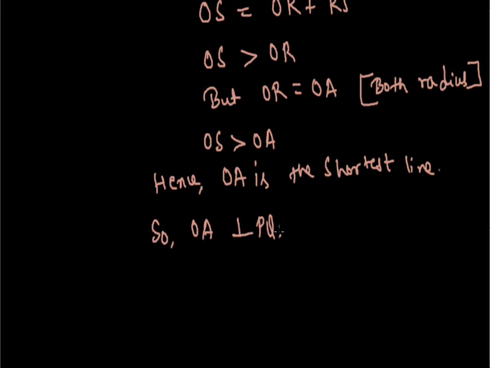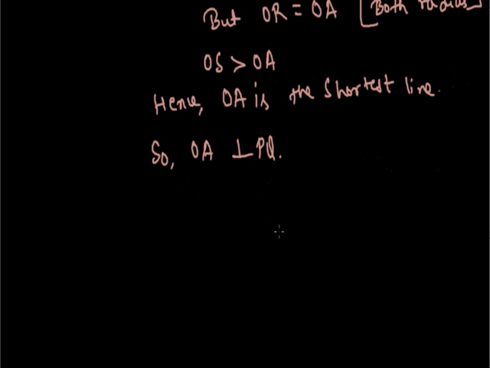Because we have proved that OA is the shortest line, and if a line is shortest in distance, then it will be perpendicular to that line. So here OA will be perpendicular to PQ. So this is the theorem. Tangent to a circle is perpendicular to the radius through the point of contact.